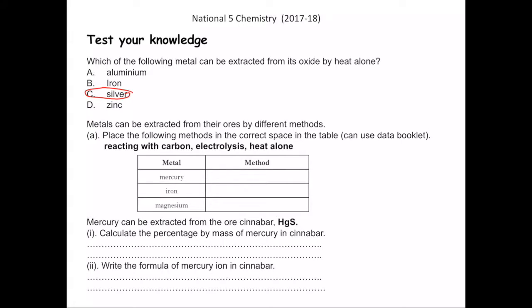Metals can be extracted from their ores by different methods. Place the following methods in the correct space in the table. For mercury, it will be heat alone, for iron it will be reacting with carbon, and for magnesium it will be electrolysis.